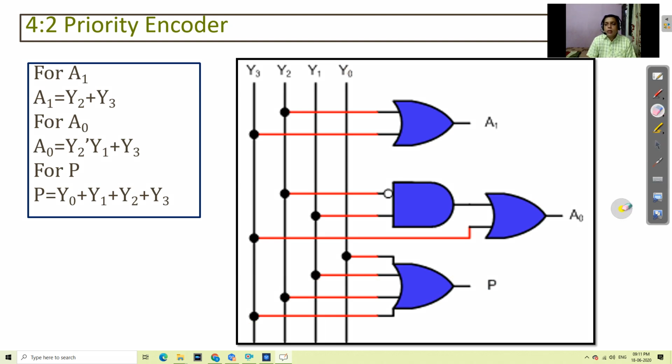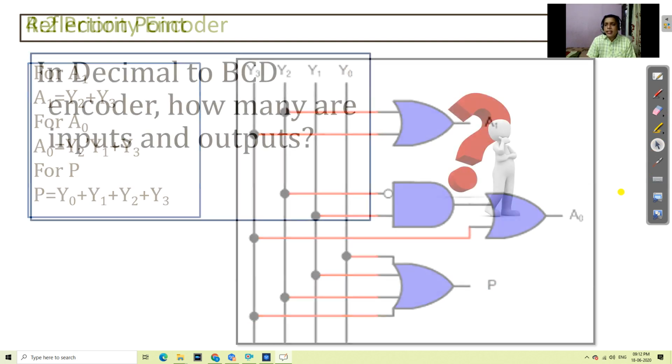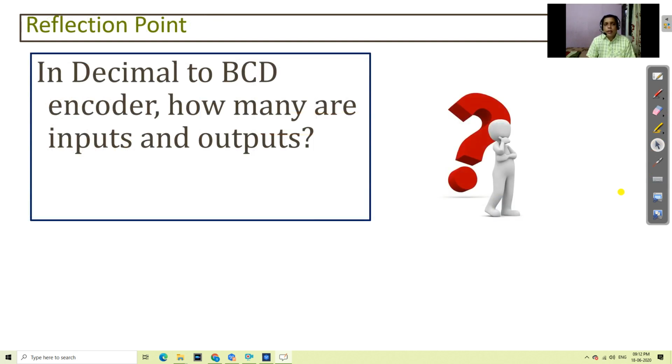So let us see one example of the encoder. I'm not saying it is a priority encoder, it is an encoder. So here is the reflection point for you. I want to design a decimal to BCD converter. Pause the video for some duration and discuss how many input lines are required and how many output lines are required to design a decimal to BCD encoder. Pause the video for some duration and write down the number of input and output lines.